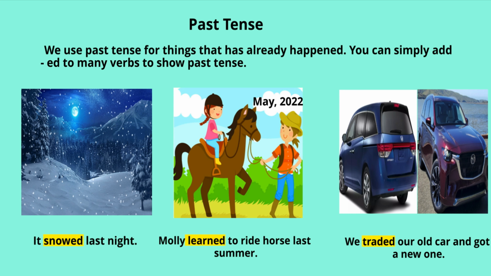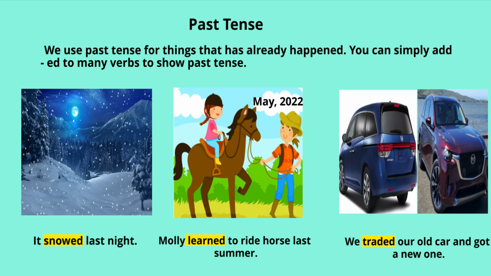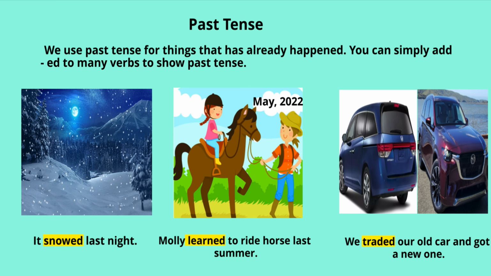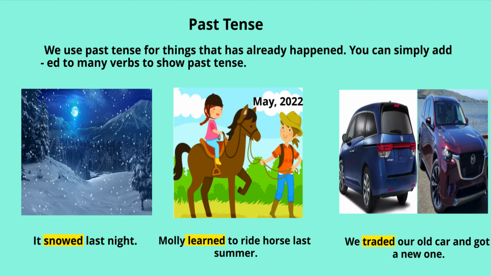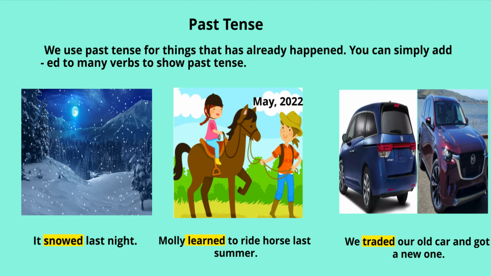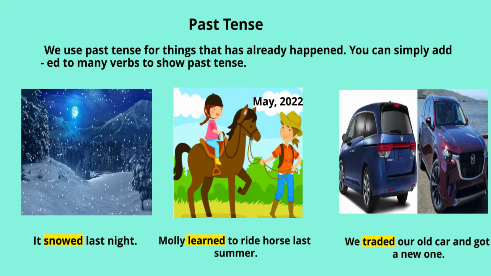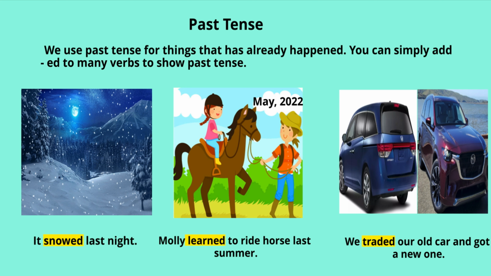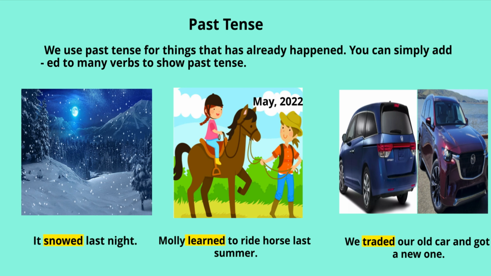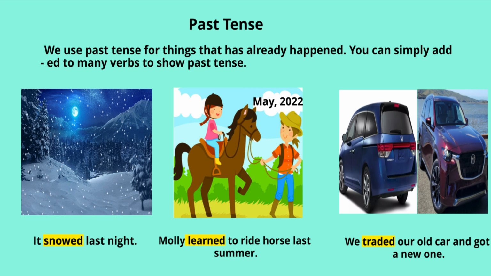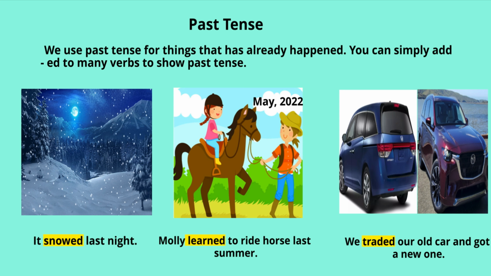In the last image, you can see two cars, a Honda Odyssey and a Mazda, right? "We traded our old car and got a new one." That means we already gave our old car and then bought a new one. That means this event has happened already, and so this would also be in past tense.